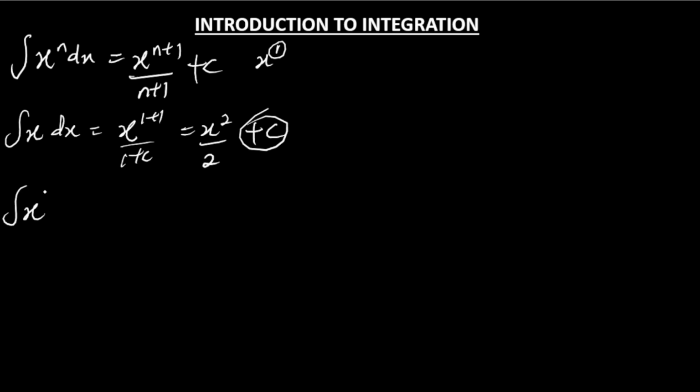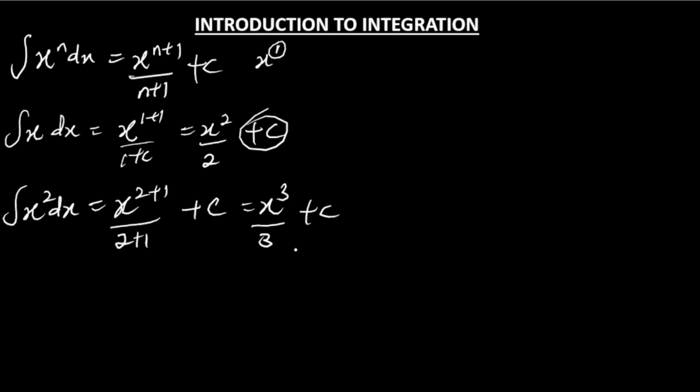Now, let's say we have the integral of x squared dx. This is x raised to the power of 2 plus 1 divided by 2 plus 1, plus c, which is equal to x raised to the power of 3 divided by 3 plus c. So that's the final answer to this.